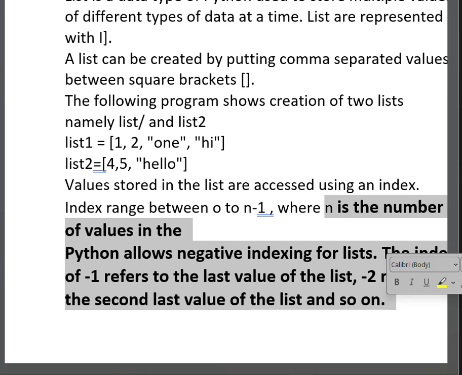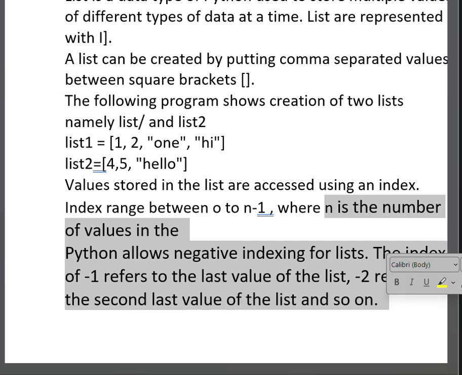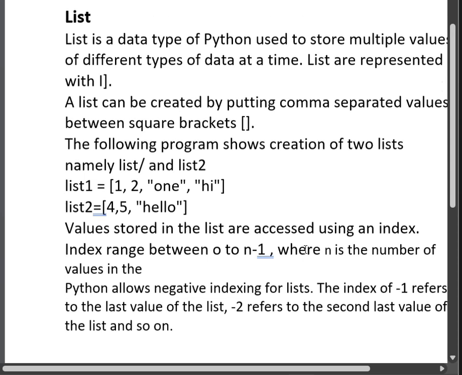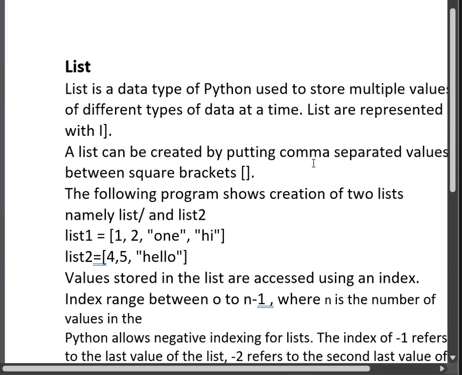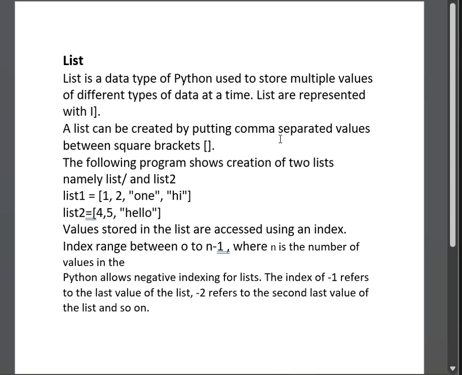What is meant by list? List is a data type. List is a data type of Python used to store multiple values of different types of data at a time. Lists are represented by square brackets. Okay, it's very important while writing the syntax of the list. A list can be created by putting comma separated values between square brackets.